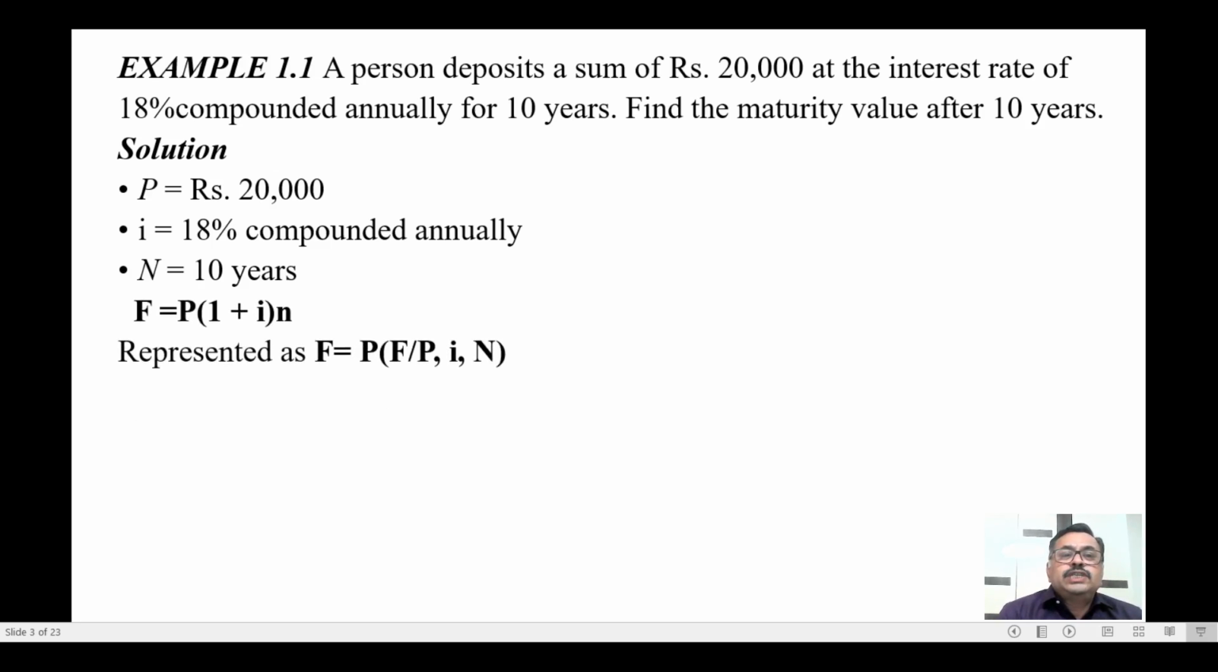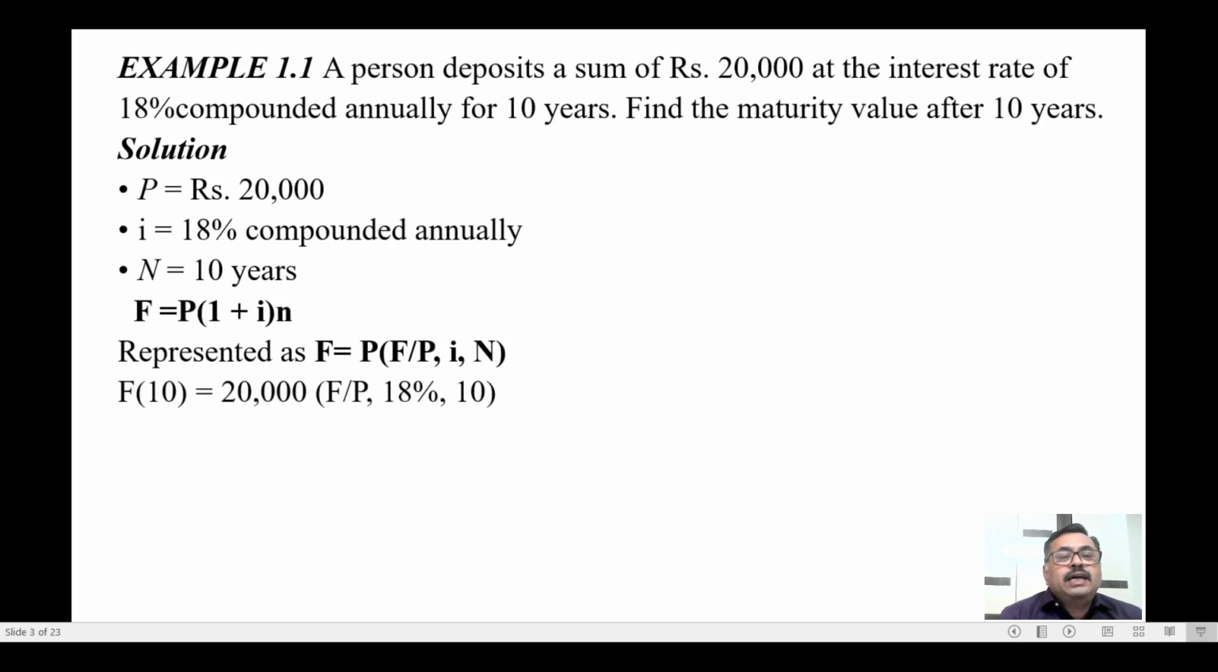The formula which is used is F is equal to P into (1 plus I) to the power of N. Whether it is a small n or capital N, it is one and the same. It is the time period. It is represented as F is equal to P into F bar P comma I comma N. This is the representation that we use.